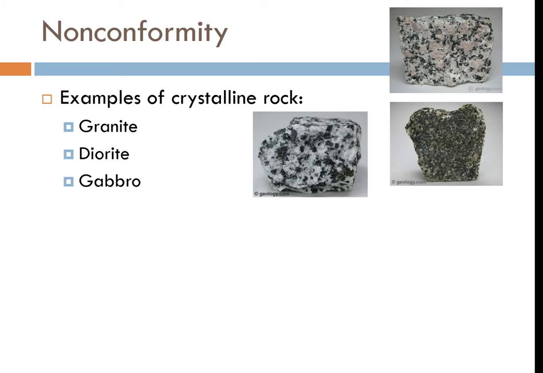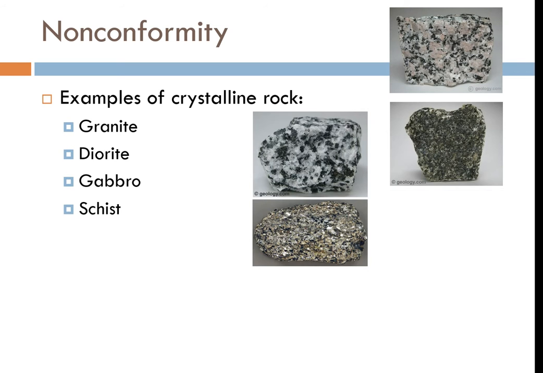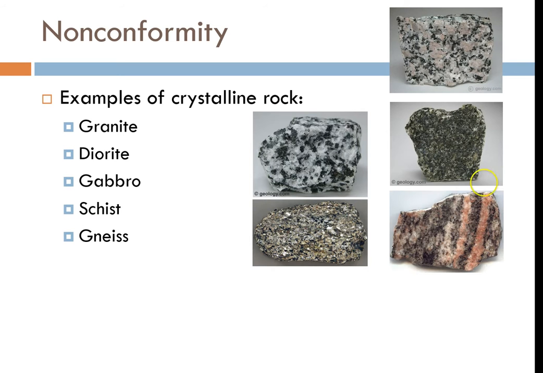Now these three rocks are your kind of big classes of intrusive igneous rocks. So these are rocks that form underground. We'll talk a lot more about what that means when we get to igneous rocks, but just know these have to form deep, deep underground. You can also have metamorphic rocks like a schist, like a gneiss. That's how that was pronounced. You can see those stripes of color there.